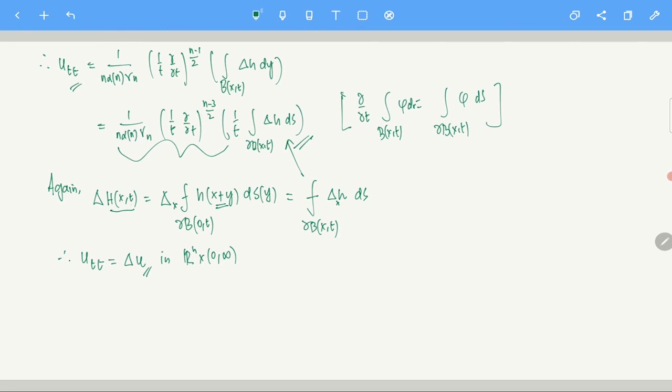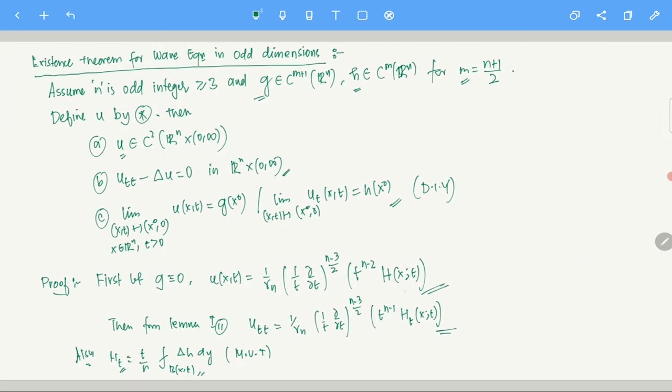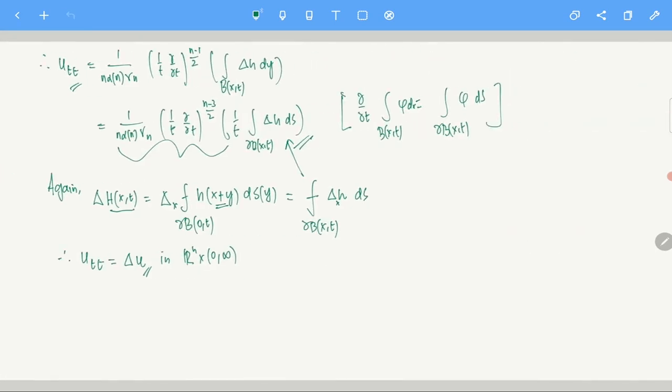Now you see what is u. If you take the Laplacian with respect to x of u, that Laplacian will go inside, because the derivative is with respect to t and it won't change, and it becomes the Laplacian of capital H. 1 by γ_n, (1/t ∂_t)^((n-3)/2), of t^(n-2) times Laplacian of capital H. You see, that is what you are going to get. So that is why u_tt equals Laplacian of u.